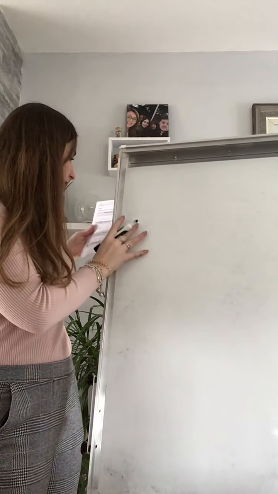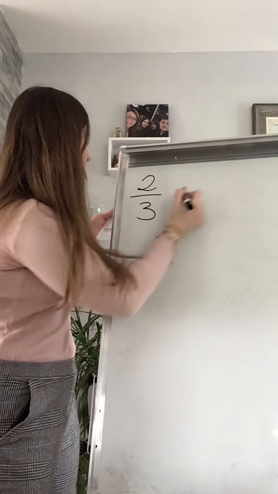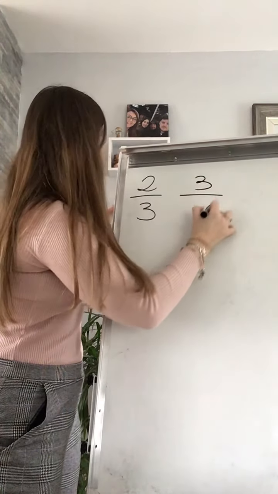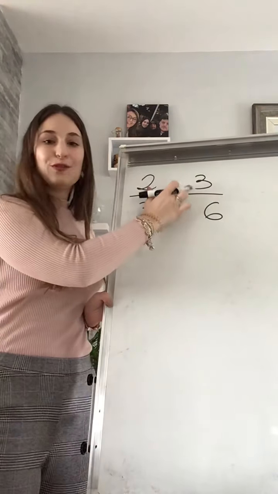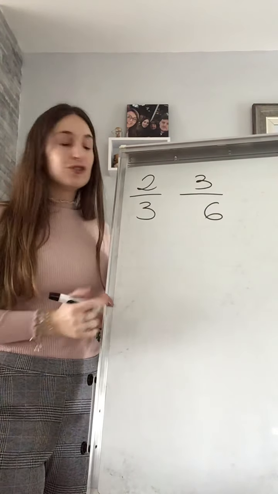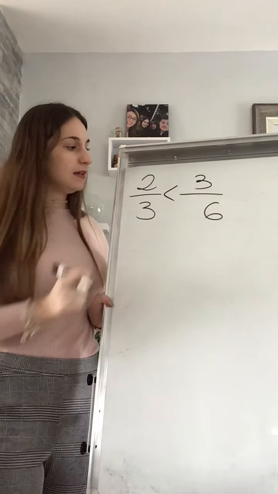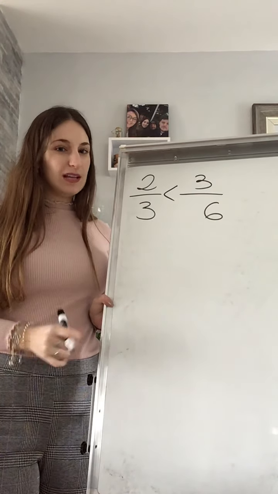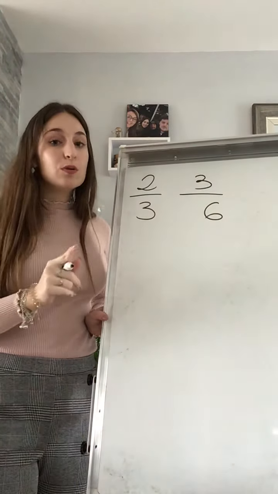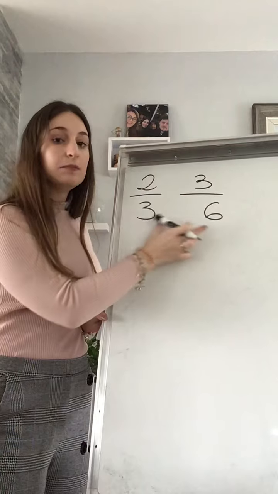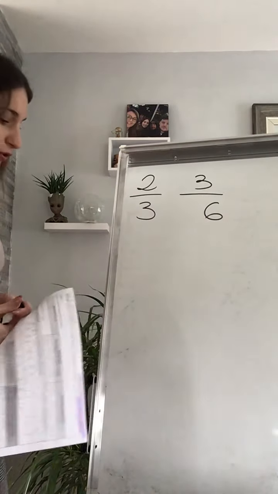So let's try to do the first one, 2/3 and 3/6. You can see that and say, well, I know that 3 is bigger than 2, so I think that 2/3 is smaller than 3/6. But is it really? Well, you cannot do it yet, because what you need to do is try to have the same denominator before you compare them. So let's see my 2/3.